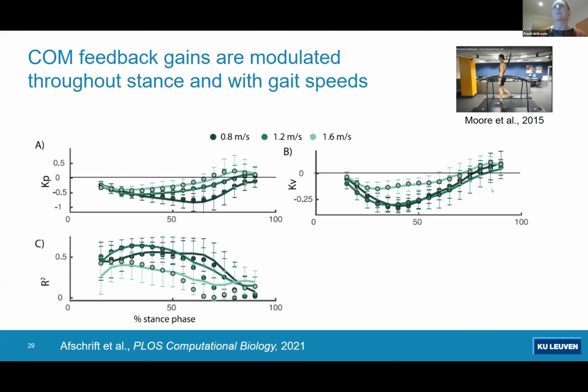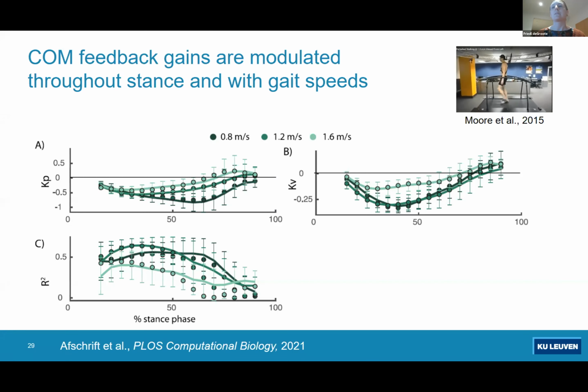The continuous perturbations allowed us to investigate how center of mass feedback gains were modulated throughout the stance phase and with gait speed. So here you see the position and velocity feedback gains as a function of the stance phase. So these are Kp and Kv. And darker colors correspond to lower gait speeds. So feedback gains were negative, but their absolute value is largest in mid-stance and when walking slower.